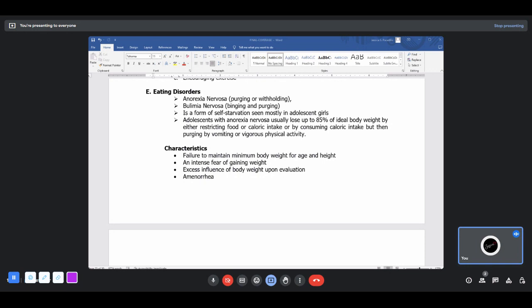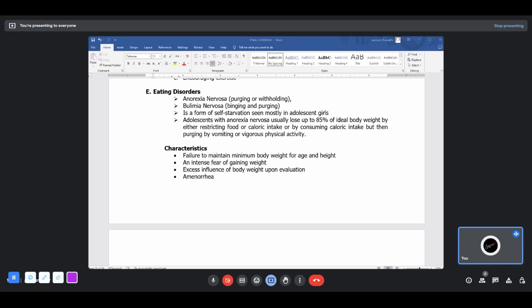adolescents with anorexia nervosa usually lose up to 85% of ideal body weight. So, ang laki. By either restricting food, hindi sila kakain, or calorie intake, or by consuming calorie intake but then purging by vomiting or vigorous physical activity. Okay, kakain nga sila pero mag-exercise naman sila, di ba, maboburn din naman yun. Tapos, doon din napupunta, or sinusuka nila.